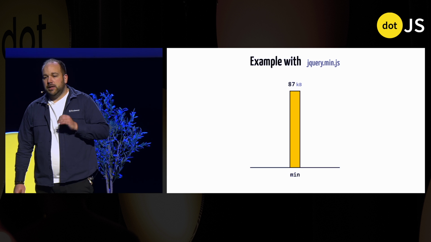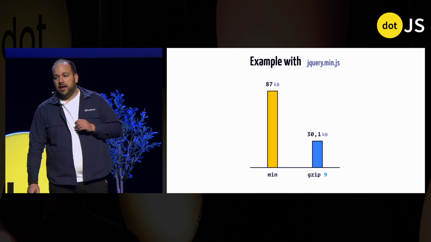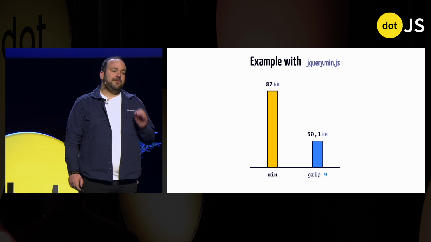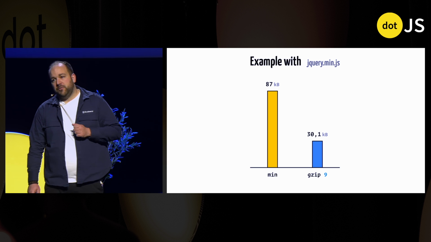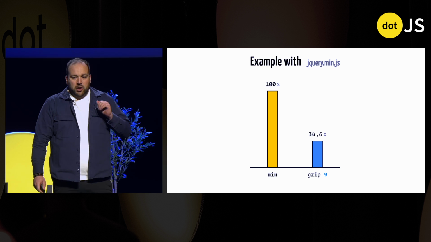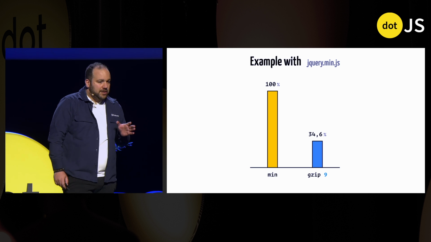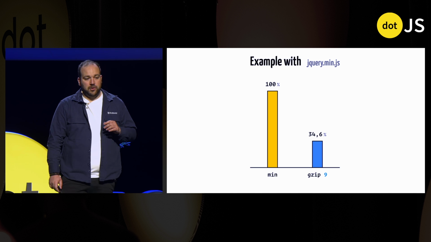Here is the jQuery minified version. If I add just gzip at the best level, I drop more than 50 kilobytes of data without any loss of information. And for me, it's kind of magic, because we could drop even 70% of the file's weight without any impact for the user.